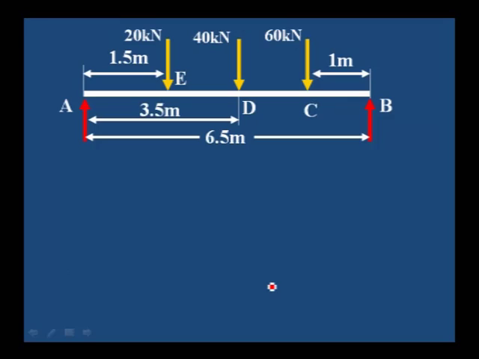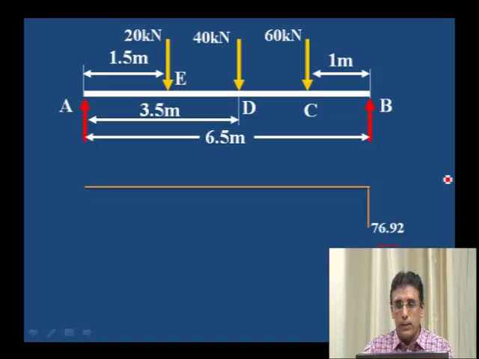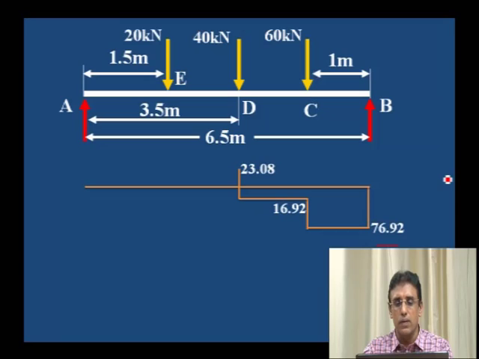Let us draw the shear force diagram first. Here 76.92 is the value at B, that is equal to RB, constant up to C, then it is 16.92 at C, again constant up to D, then it changes to 23.08 at D, again it is constant up to E, again it changes to 43.08, again it is constant, finally closing.